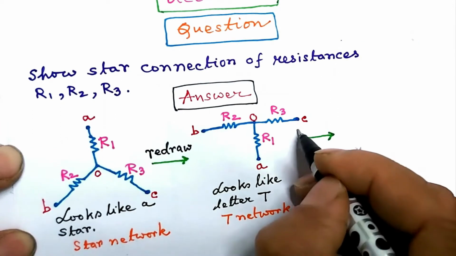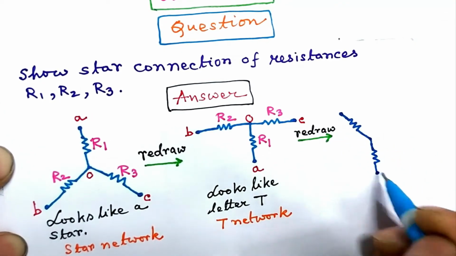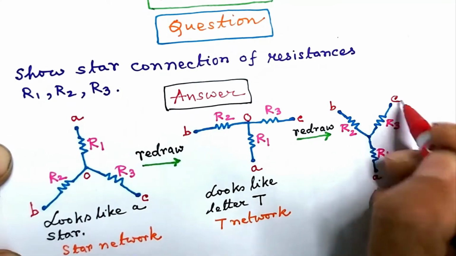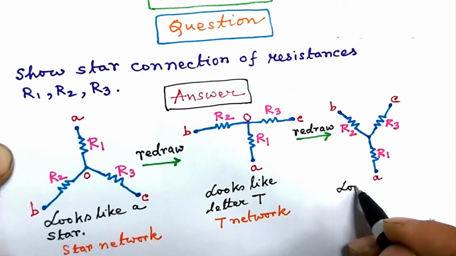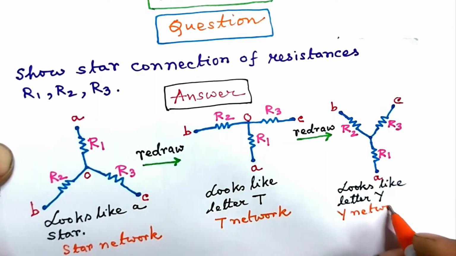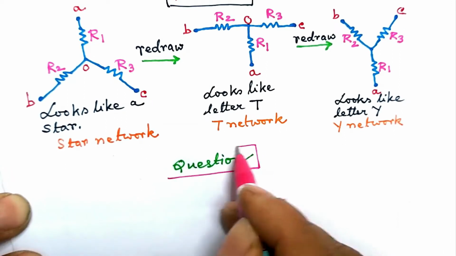We can redraw the resistances in yet another way, and it is as follows. The network now looks like the letter Y. So this is called a Y network. We have thus described the star network, also called the T network or Y network. Let us consider the next question.